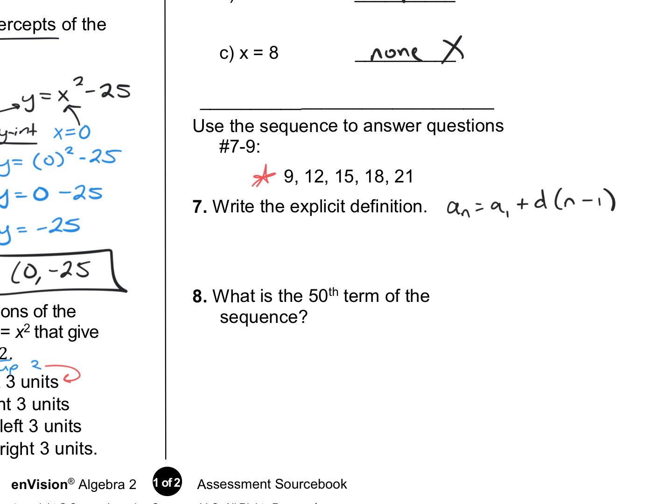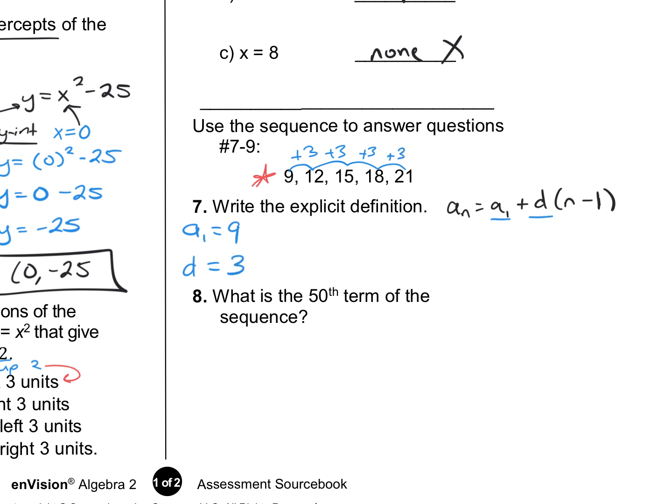On number 7, all it wants us to do is write the equation. What are the 2 things I need to write an equation? I need A1 and d. A1 stands for the first term. What's the first term? 9. And d stands for distance or difference. How do I find that? I'm trying to find the difference between these two. How do I get from 9 to 12? 3. Double check 12 to 15? 3. 15 to 18? 3. 18 to 21? 3. So my difference is 3.